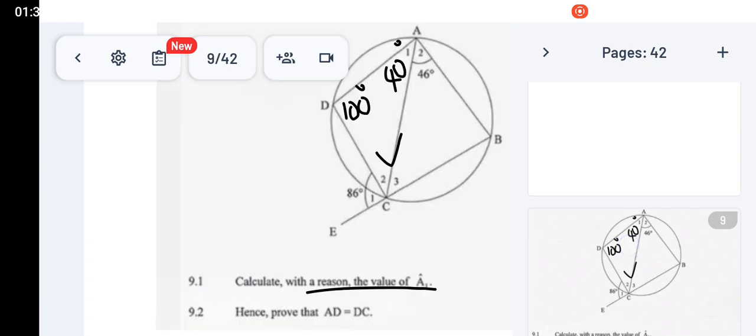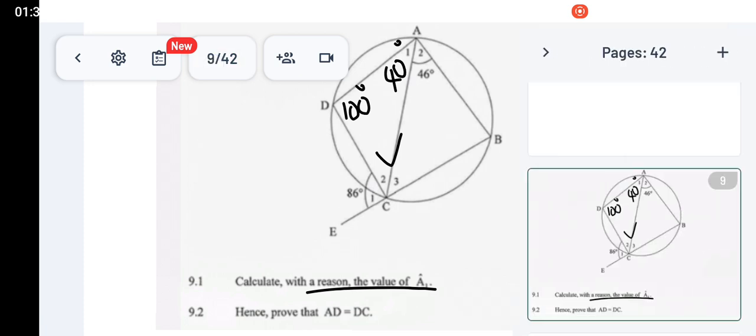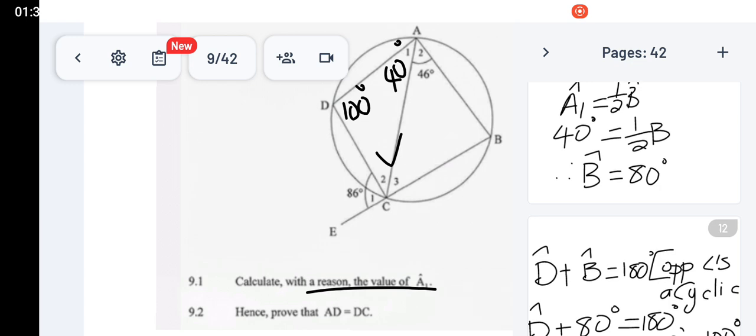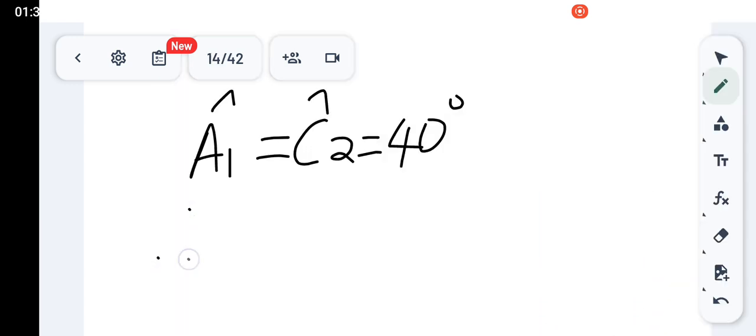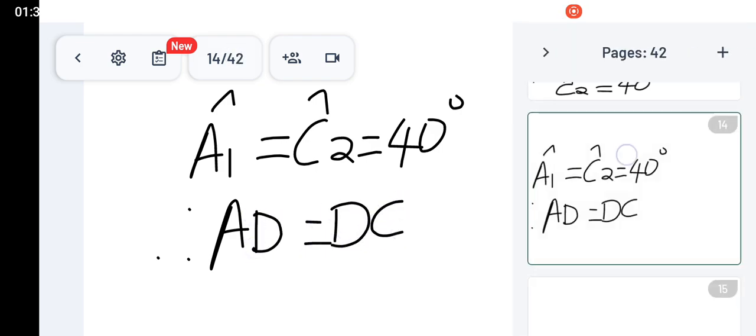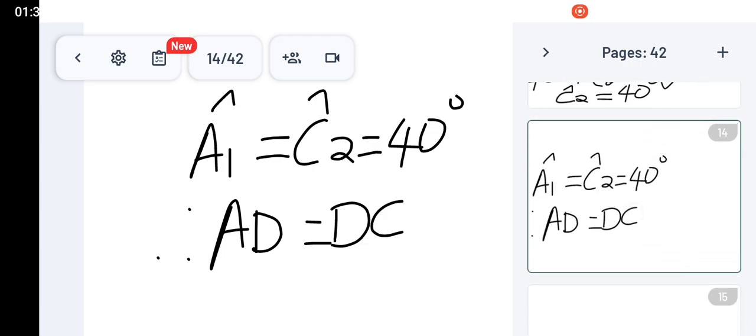And remember, we said if those two base angles are equal, then the two adjacent sides will also be equal. That's the opposite of what we know if two adjacent sides are equal. So AD is equal to DC. That's what we were required to prove, right? Yes. Why?